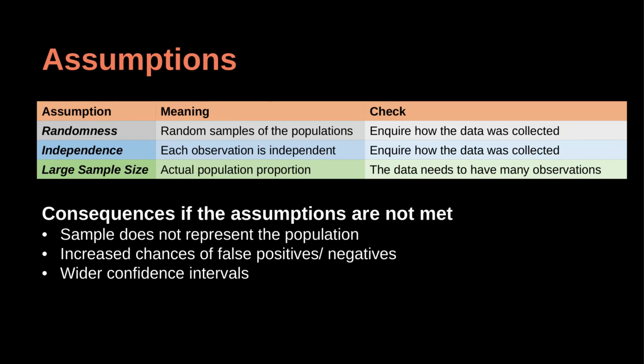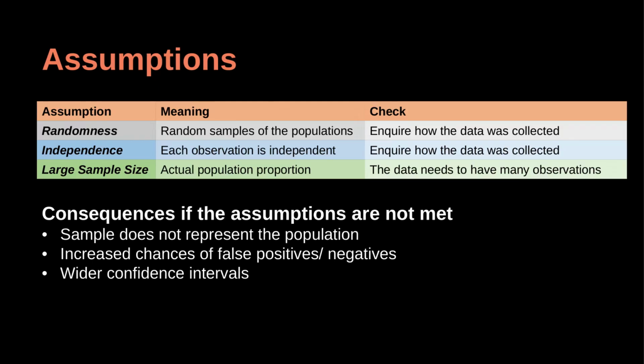First, randomness. The sample should be randomly selected from the population. If it is not, our results might not generalize. We need to understand how the data was collected to assess this. Second, independence. Each observation should be independent of the others. This usually means that one person's response should not influence another's. Again, this depends on how the data was gathered.